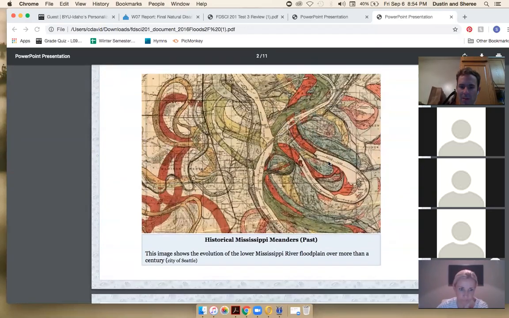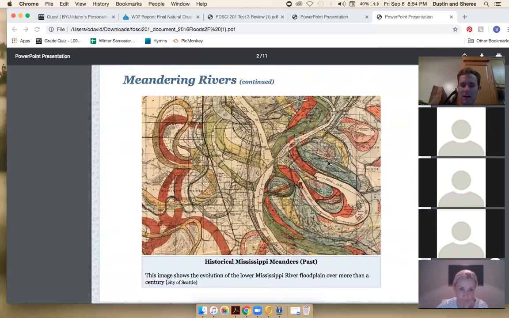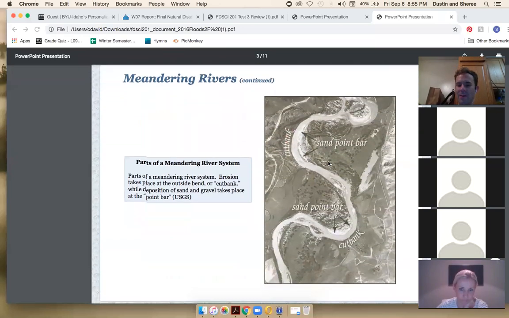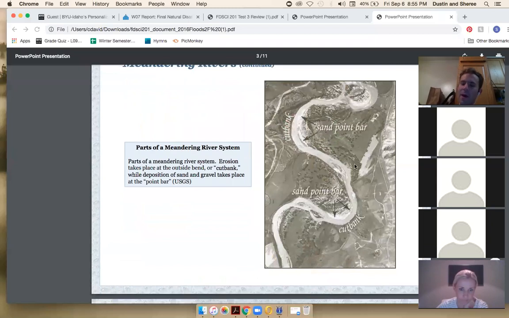So if we go up here, this shows the evolution of the Mississippi River. And all these different bends are bends that have happened over time with the river. Eventually these bends can get so big that finally the river is just going to say, you know what, I don't want to travel all the way over here. So it just cuts through and makes itself a little straighter. And that's what happened right here.